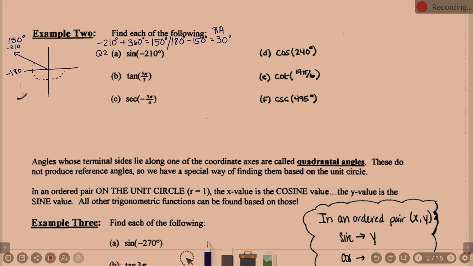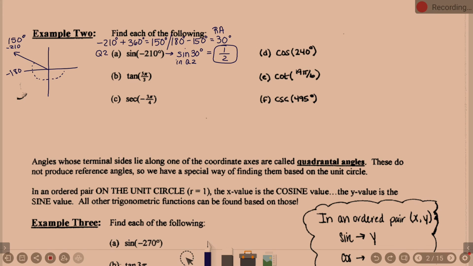30 is magically one of those 3 numbers on our chart, right? So what we're doing on this problem, when it says sine of negative 210, is asking ourselves, what is the sine of 30 degrees in quadrant 2? First of all, what is the sine of 30 degrees? 1/2. What do we know about sine in quadrant 2? It's positive. So what is this answer? Positive 1/2.